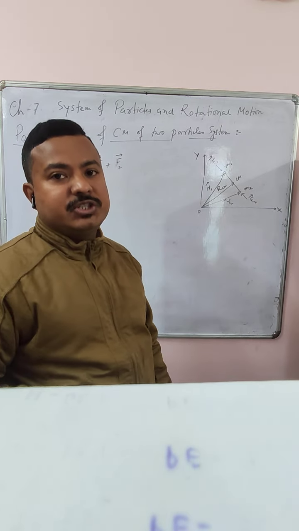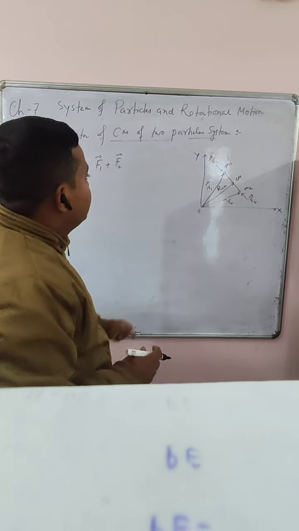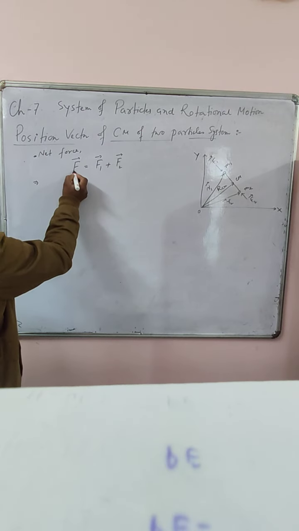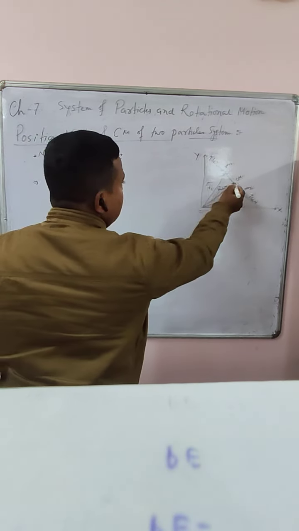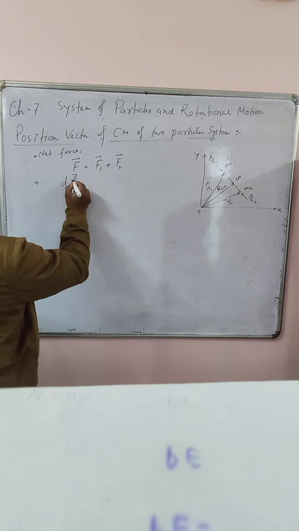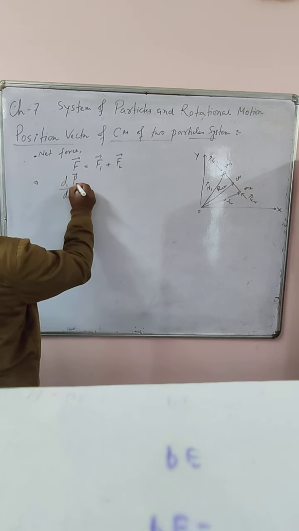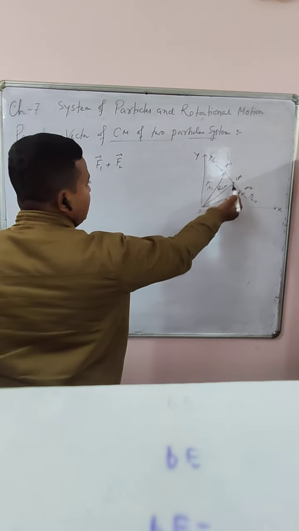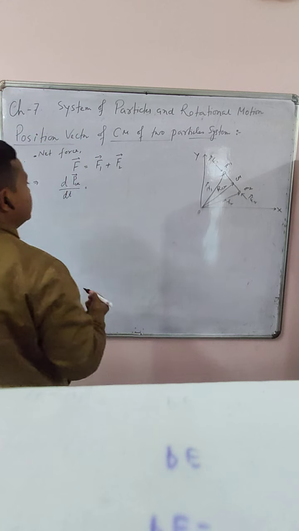Now we know that if we apply the total force at the center of mass, then the motion of the body remains unchanged. That is, the body executes a similar type of motion if we apply the total force directly at the center of mass. So this F, using Newton's second law, is dP by dt, and this equates to the center of mass, because if the total force applies at the center of mass, the motion remains unchanged.